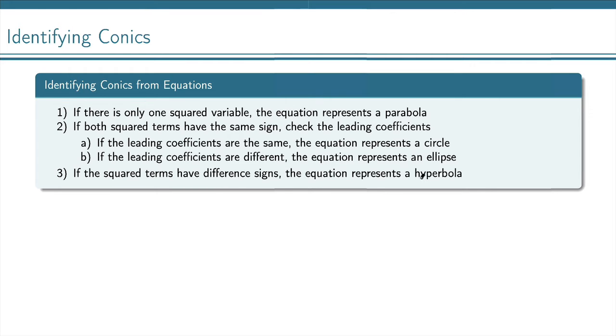With a hyperbola, we've got something squared minus something squared. One of them is positive, one of them is negative. So it's a pretty quick process. Let's go ahead and look at an example.